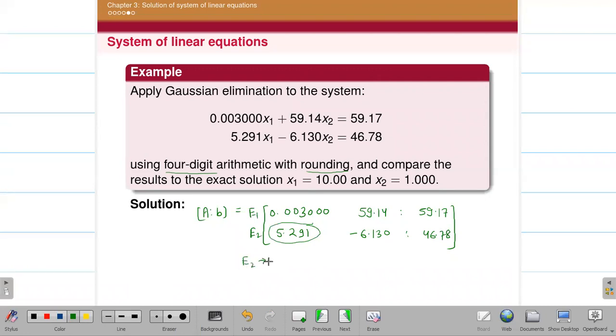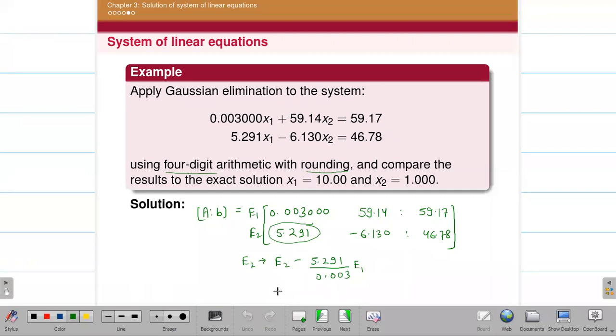E2 minus, what will be the operation? E2 minus 5.291 divided by 0.003 into E1. So this operation will give you here 0.003, 59.14, 59.17. So this term will be 0. This number will be 0.